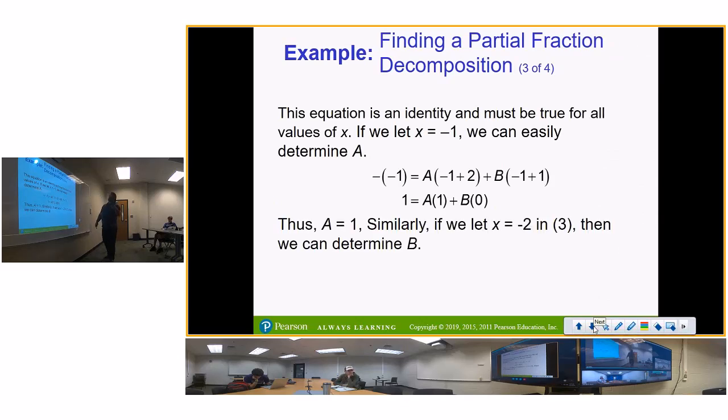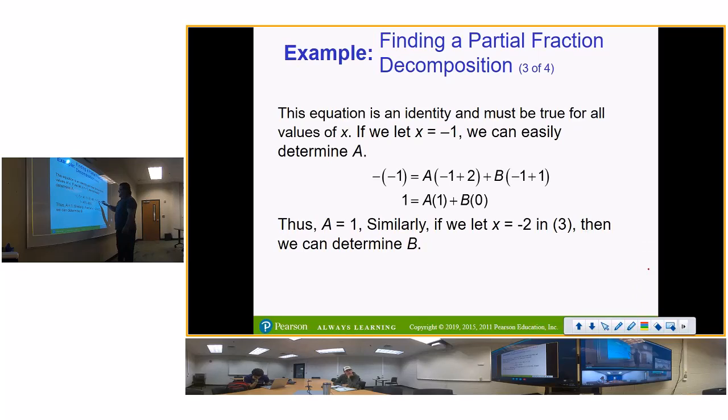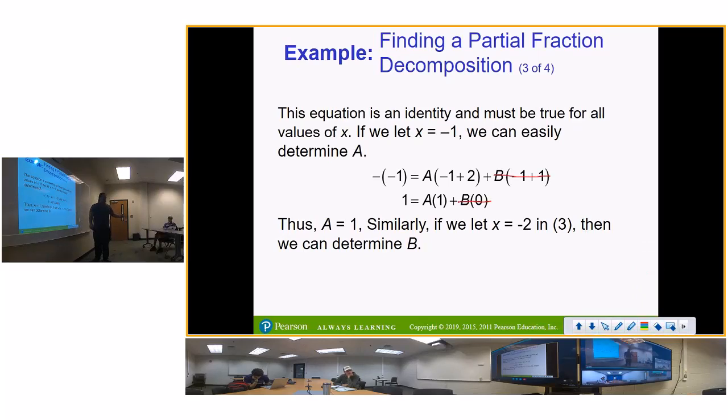So if you plug in negative 1, what do you get? Well, that term goes out. Take our red marker, and it's kind of like the elimination method. In the elimination method, you get rid of a term. Well, we just got rid of a term. And now you've got negative 1 is equal to A times 1. So A is equal to what? A is equal to 1. Write that down.